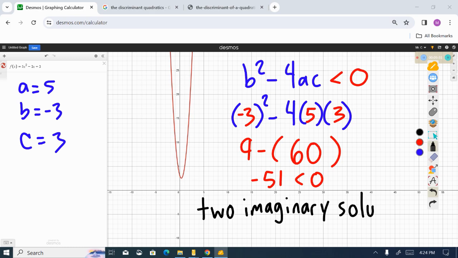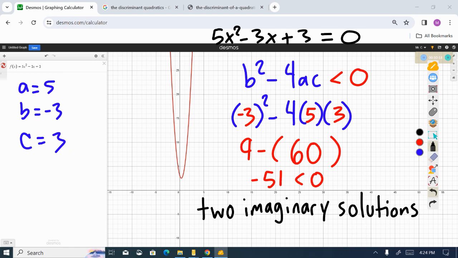And by solutions, we would mean solutions to the equation 5x squared minus 3x plus 3 equals 0. This equation will have no real solutions, right? It's not going to actually ever be equal to 0 for any real numbers. We'd have to use imaginary numbers to make that equal to 0.